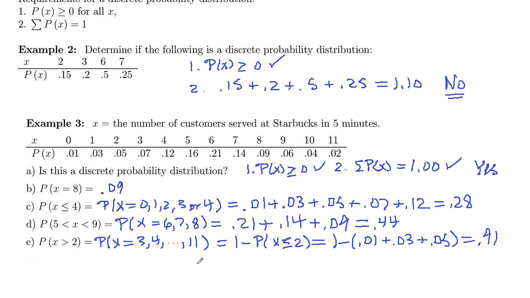So you're just adding up all the probabilities of the sample points or the outcomes that fit the described condition.